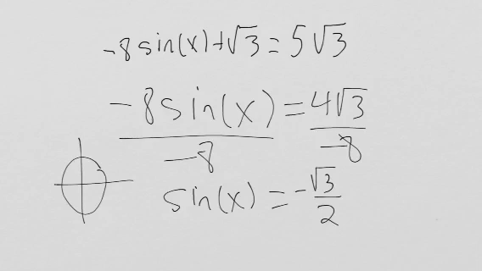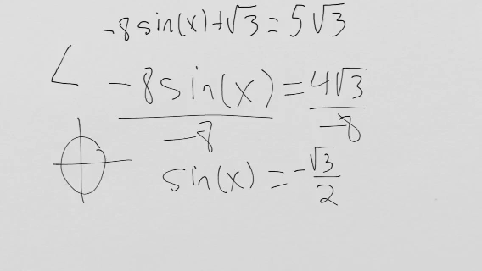Sine is negative in the bottom two quadrants. Negative root 3 over 2 is the bigger of the ratios that we work with, and remember, a bigger angle produces a bigger y value. So we want our pi over 3, 60-degree angle again. If this is 3 pi over 3, down here would be 4 pi over 3. If this is 6 pi over 3, down here would be 5 pi over 3. So x is 4 pi over 3 and 5 pi over 3.